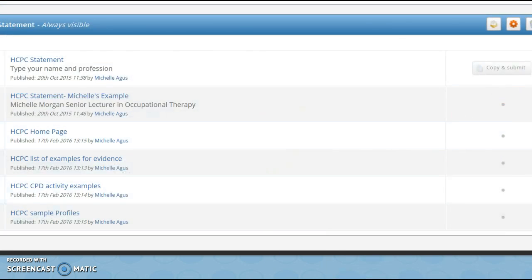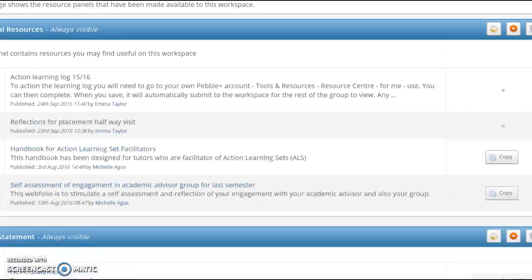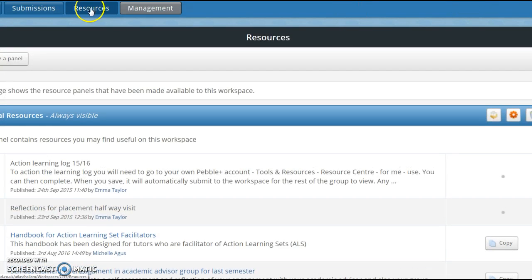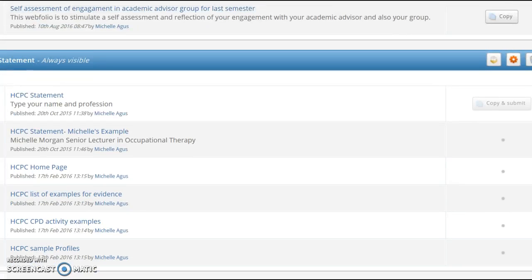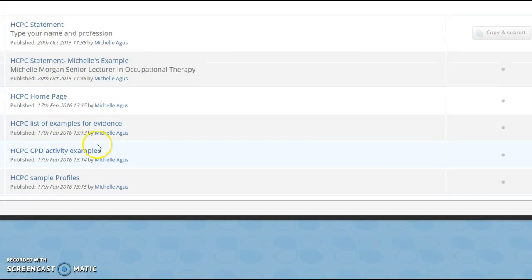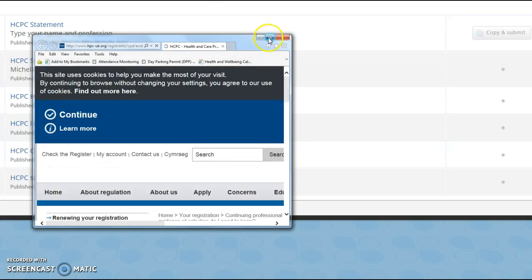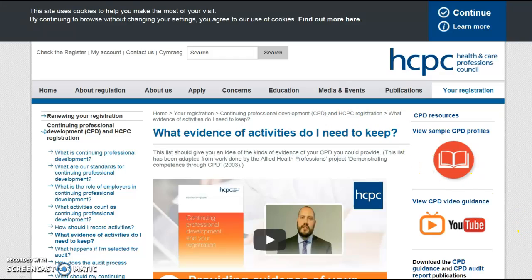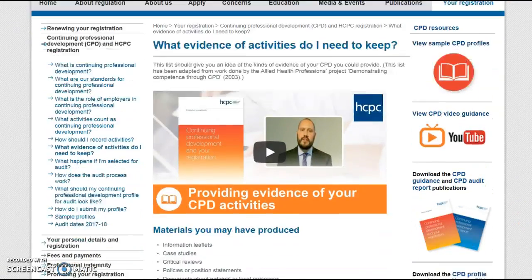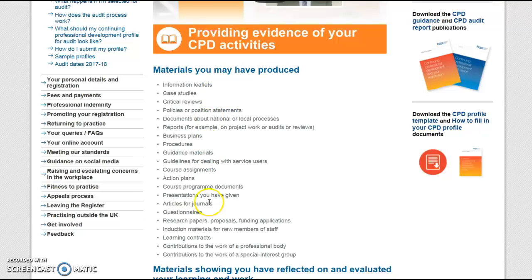And then last but not least, I did mention this on my first screencast. Make sure that you use the resources tab in Atlas. There's loads of resources here for the HCPC statement, and what's really useful here is a list of examples that HCPC have given for what you can use for CPD activities. It's got a short video there, but it's also got a list of different things.